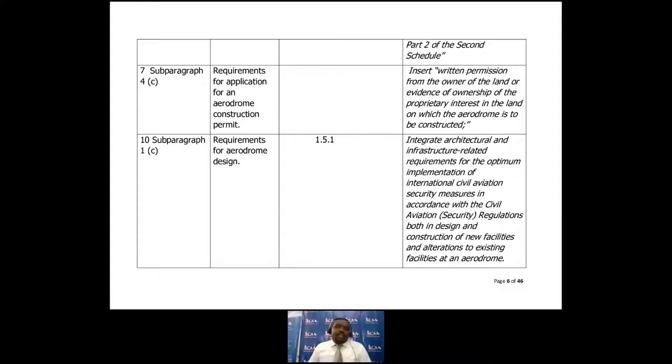Next is on the requirements of aerodrome design, that is regulation 10, sub paragraph 1C. This came as a result of the provision in the ICAO Annex, section 1.5.1, and the new requirement is to integrate architectural and infrastructure related requirements for the optimum implementation of the civil aviation security measures in accordance with the civil aviation security regulations, both in design and construction of new facilities and alteration to existing facilities at the aerodrome.